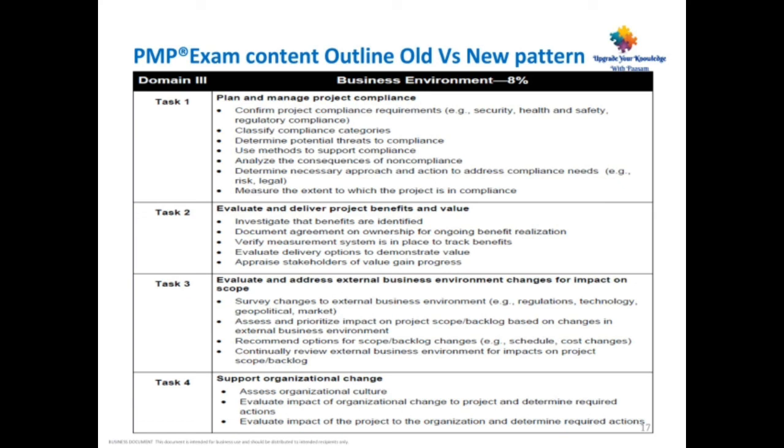This particular domain 3 is slightly different when compared to the previous version. You just study this particular outline and refer to the resources. You will be able to clear this particular domain 3 of business environment. Basically, it shows how to evaluate the external environment and the organizational changes, and it talks about how to manage project compliance. With this, I am ending this presentation. I hope I have cleared the difference between the new and old pattern exam content outline.